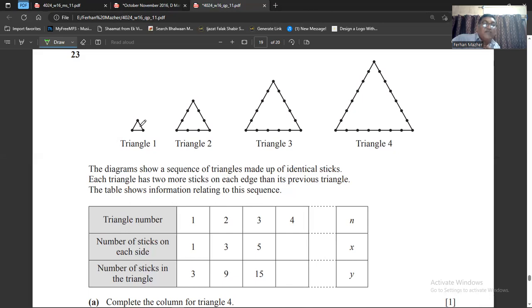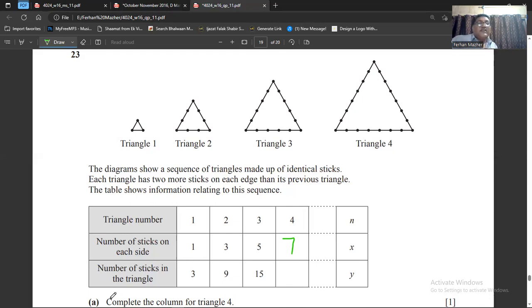So on each side we have 1 stick here. Here we have 3 sticks. Here we have 1, 2, 3, 4, 5 sticks. And how many here? 1, 2, 3, 4, 5, 6, and 7. So here we have 7. So you can see an increase of 2, 2, 2 each time.